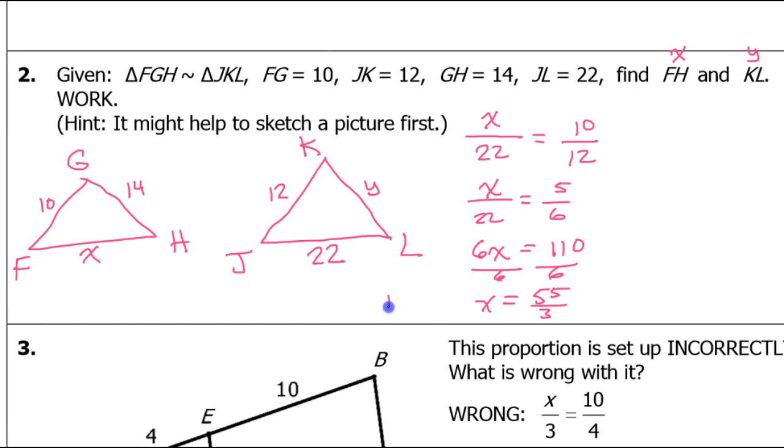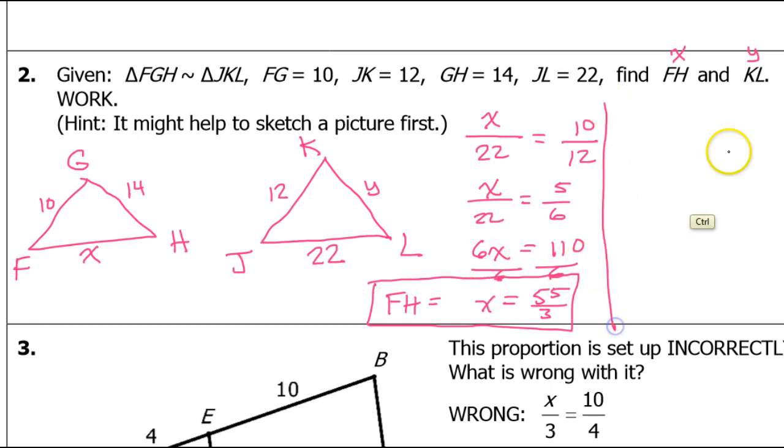So that's FH, don't forget. So FH is 55 over 3. Okay, now I need to find KL. So for KL, that's going to be Y. So I'm going to do Y over 14, and if I do Y over 14, then I must do 12 over 10. Okay, 12 over 10. All right, so that's 6 over 5.